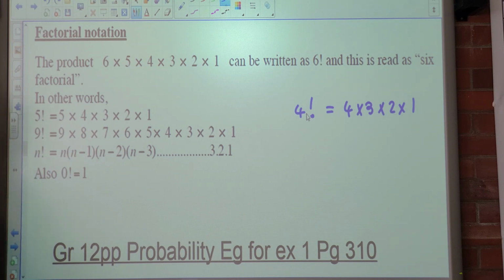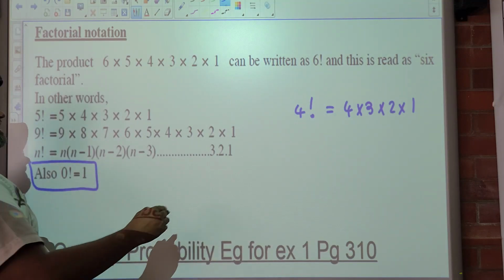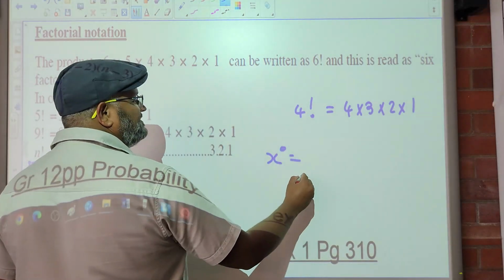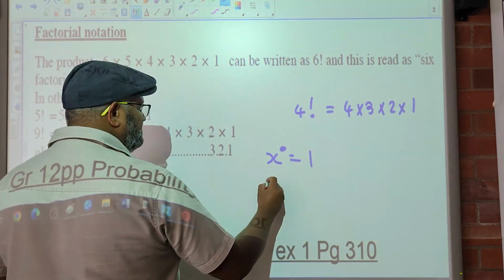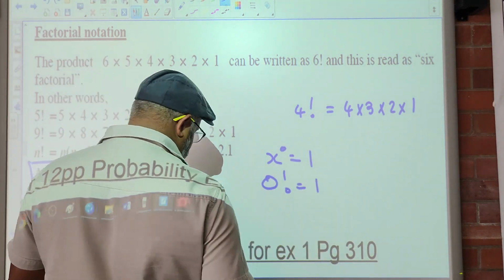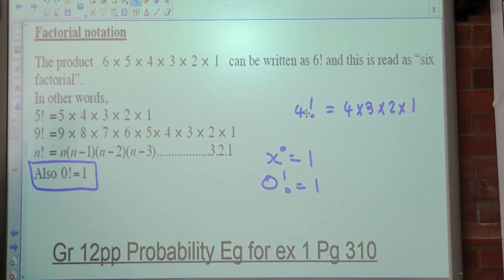Also something to note is that 0 factorial is 1. That's a rule. Like we have x to the power 0; x to the power 0 is 1. Likewise, 0 factorial is also 1. University will probably go and prove that.